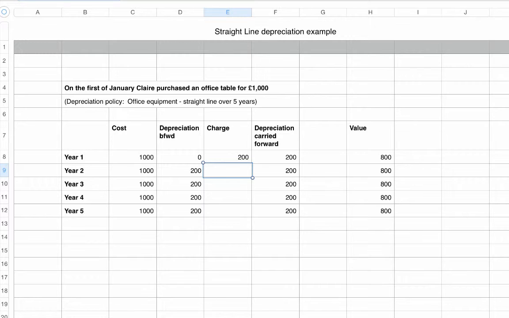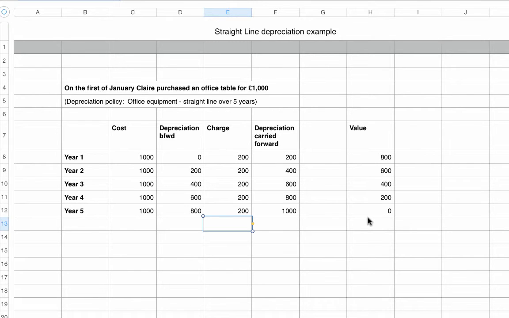Because it is straight line depreciation, the value that you depreciate each year doesn't change. It stays the same the whole way through. So if I just go ahead and fill in this table with 200, the cost obviously stays the same. Depreciation brought forward, well, in year two, we charged £200 of depreciation last year. So the brought forward depreciation is £200. Depreciation carried forward then becomes £400, and as we can see, the asset has now reduced to £600. We can see that at the end of 5 years, it is now reduced to nil, which is in line with their policy. So we can tell from this that this is correct.